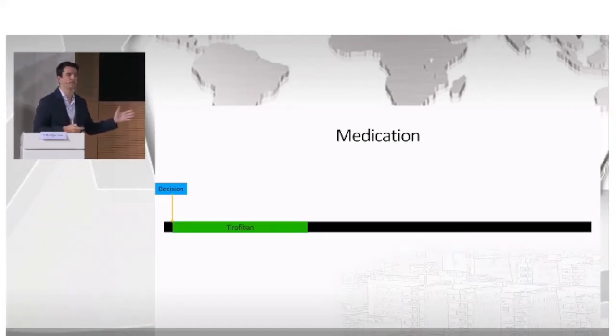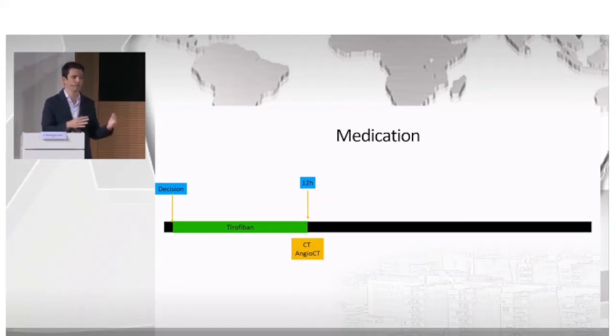So we take the decision to place a stent, and we put the patient under tirofiban for 12 to 24 hours. Then we perform a CT and an angio-CT. CT to rule out any kind of hemorrhagic complications, angio-CT to prove that the stent is patent and open. Because if it's closed and we have a big infarct, we don't place the patient under double antiaggregation.